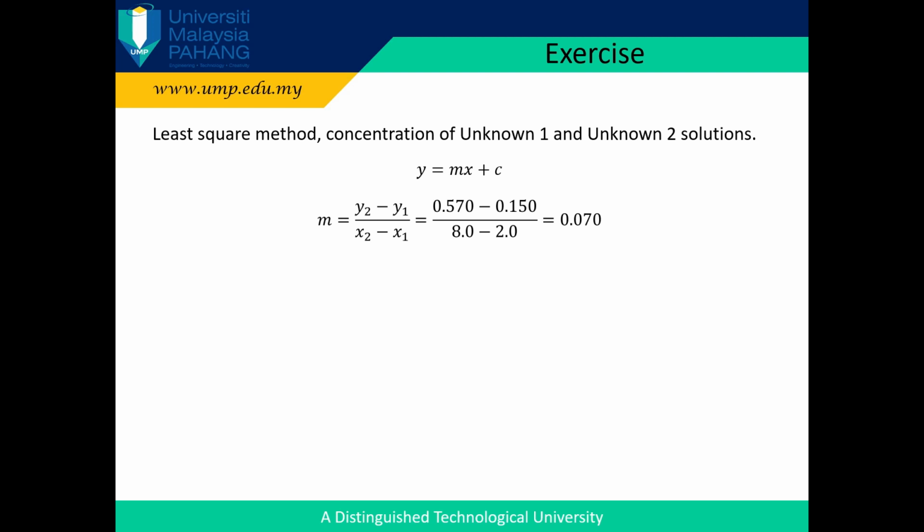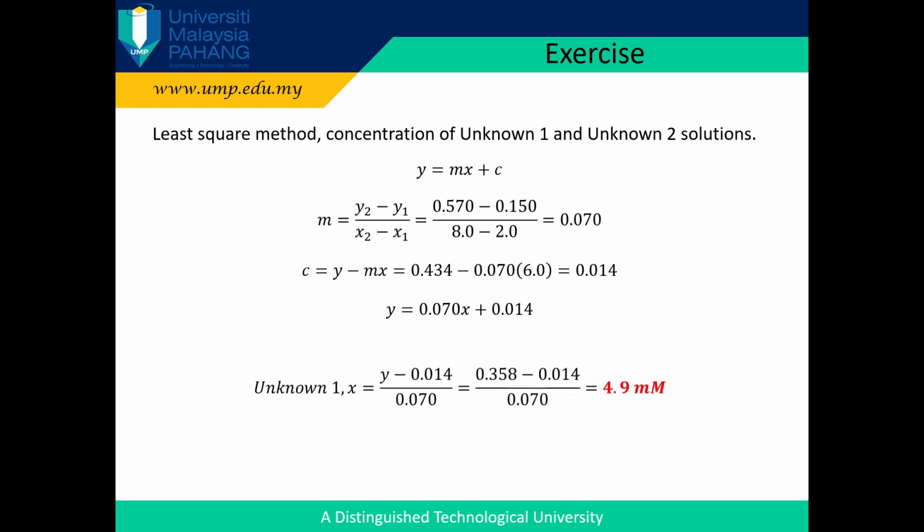So in this case, the slope is equal to 0.070. To find the unknown 1 and 2, insert the absorbance value into the y = mx + c equation you obtained just now. The glucose concentration for unknown 1 is 4.9 millimolar and the unknown 2 is 9.4 millimolar.